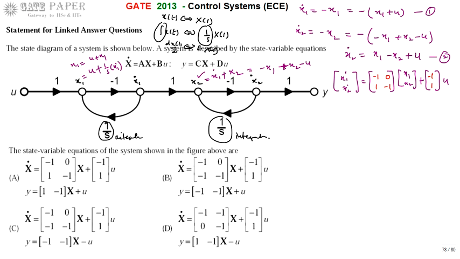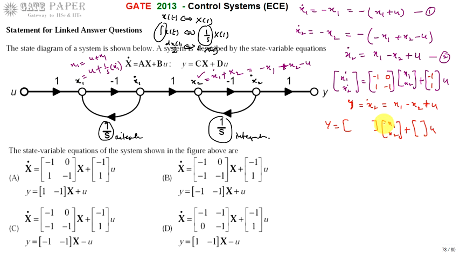So this is x matrix. Okay. And next, y matrix. Y matrix can be written as y is equal to 1 into x2 dash. 1 into x2 dash is x2 dash. X2 dash is already given by equation 2, you can write it as x1 minus x2 plus u. So simply y can be written as x1 minus x2 plus u.